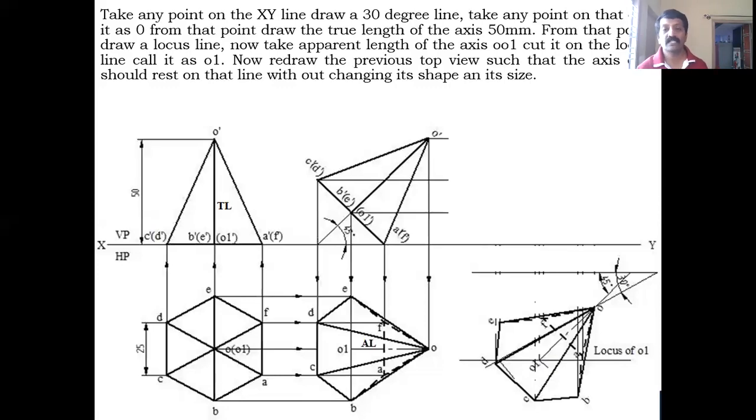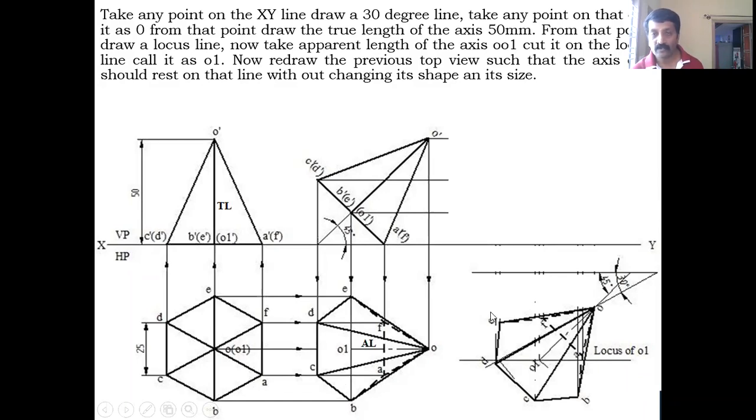After getting this O1 marking here, you have to redraw the apparent shape of the pyramid such that this O1 coincides with this O and O1. So how to do this? O1 you have, you know that. So after getting this O1, from O1 you draw a perpendicular line here. See here, O to O1 here, the perpendicular line is there.